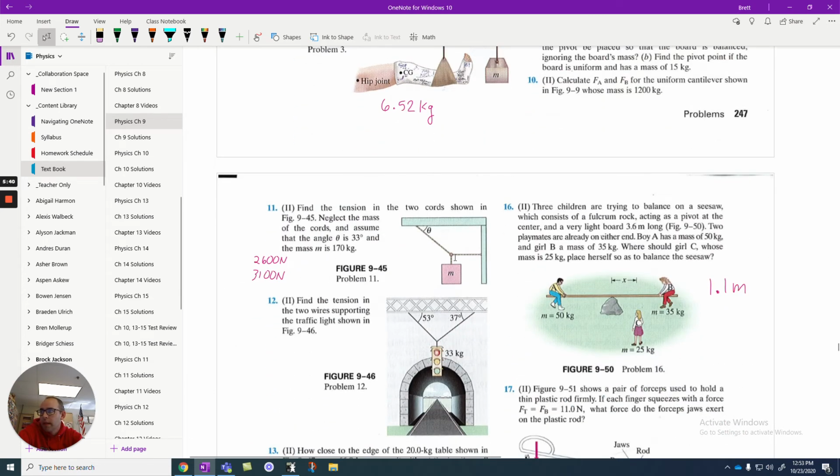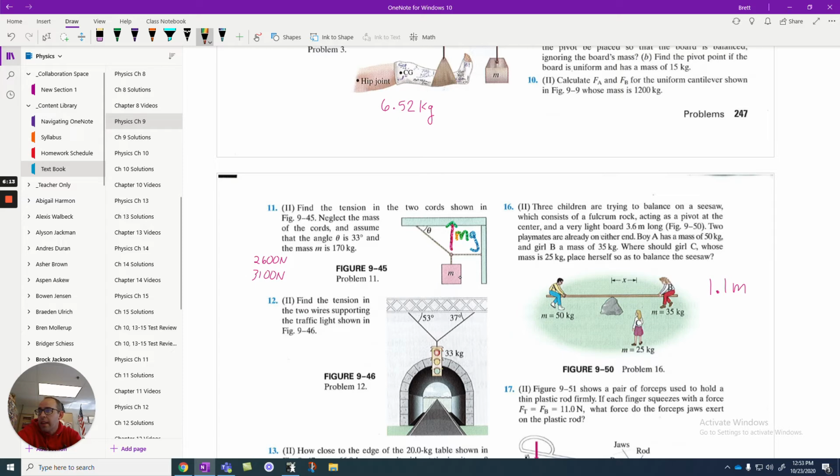Number 11. You've got tension in this cable, tension in this cable, and tension in the downward. The downward has to be the weight of the object. Since it has a mass of 170 times 9.8, that would tell us how much is down. To find the cord tension here on the angle, we're going to have to make sure that the upward tension here has to be equal to mg, but in the upward direction.